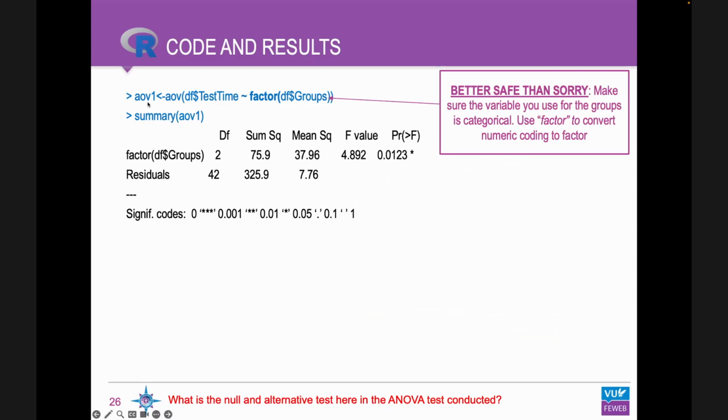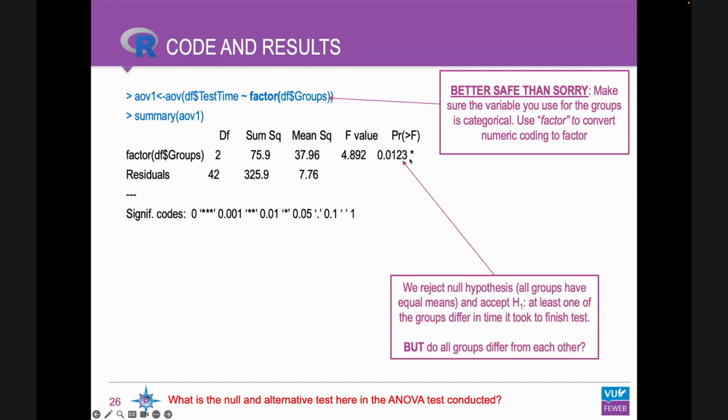When you just run ANOVA, it doesn't give this output, but you need to save it in an object and get the summary of this. When you have the output, you focus on this p-value, the probability that F is larger than the statistic. In this case, we see that this is less than 0.05. So our decision is to reject the null hypothesis. And remember, what was it? All groups have equal means. So we reject this and conclude H1. This means that at least one of the groups differs in the time it took to finish the test.